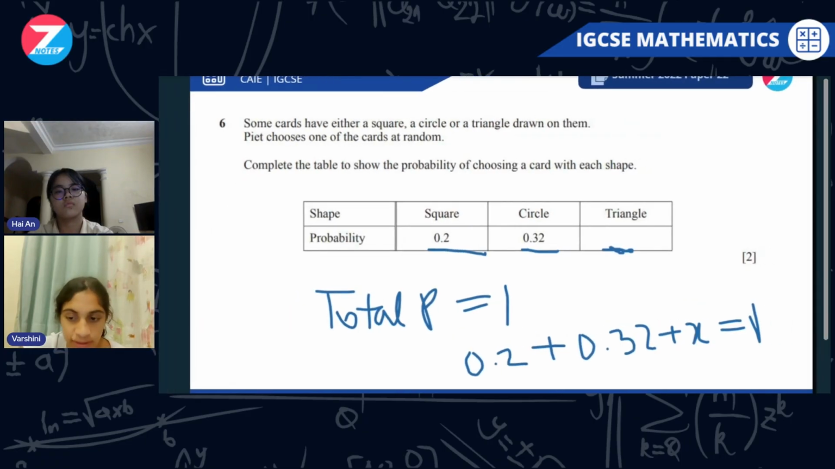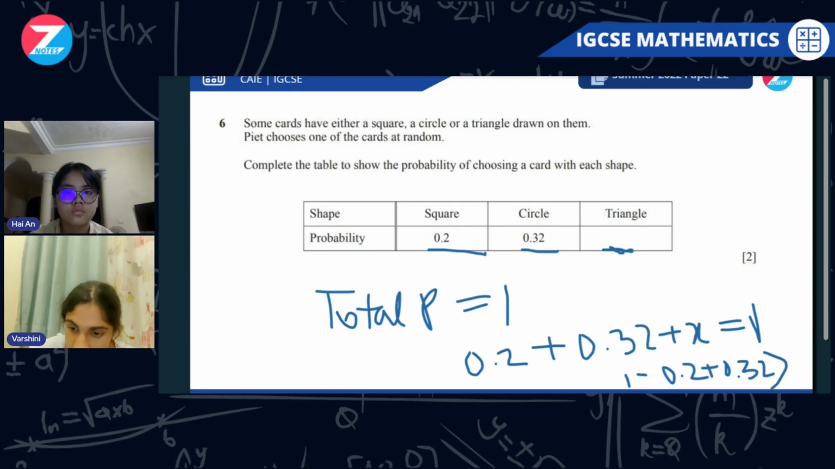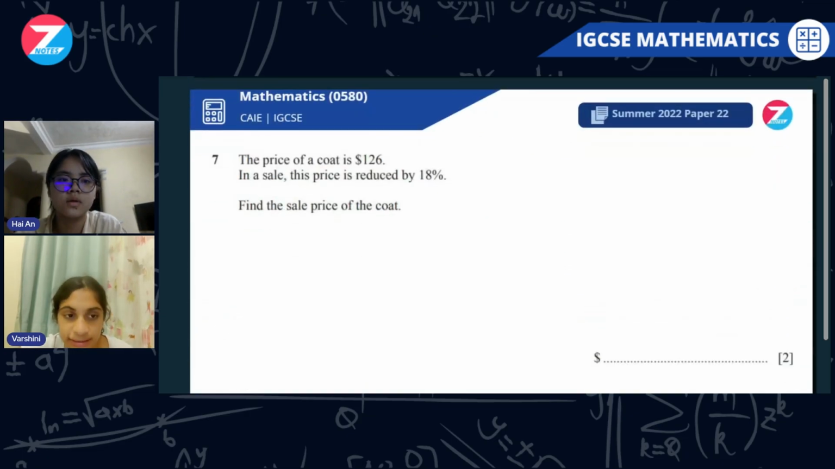So now that we have this, we're just going to do 1 minus 0.2 plus 0.32. And if you just put that directly in your calculator, you should get 0.48, which is our answer. So we're just going to write it over here. Okay, for the next question.